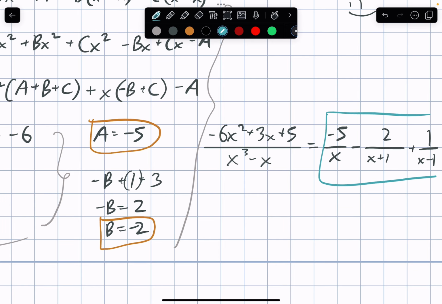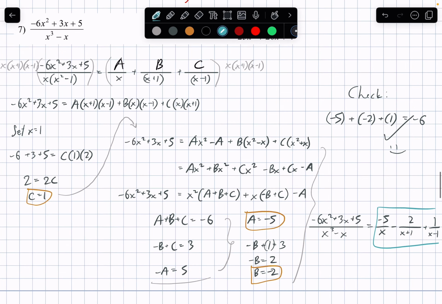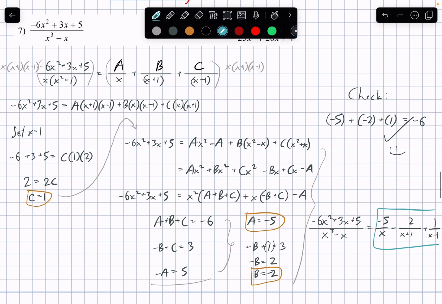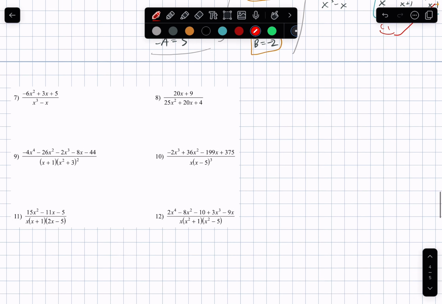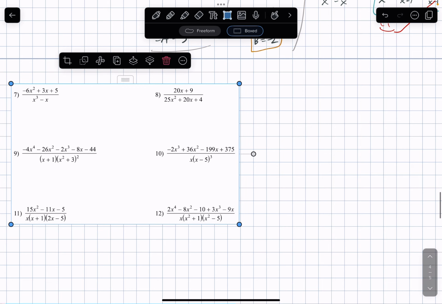Let's see if it's correct. Number 7. Negative 5 over x, minus 2 over x plus 1, plus 1 over x minus 1. Okay, nice. It's correct according to the answer key. Number 7 is answerable on my end.